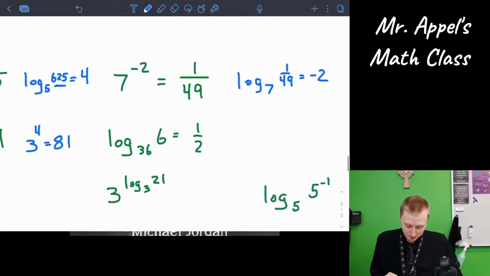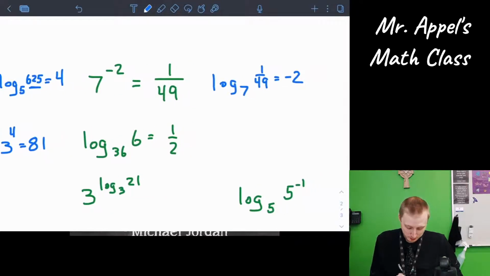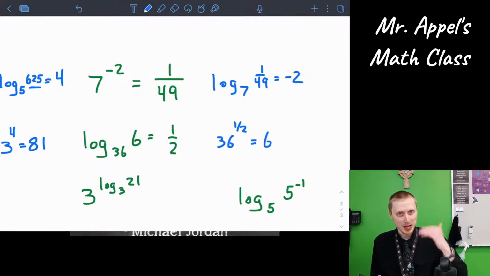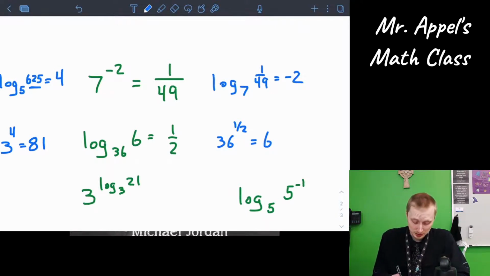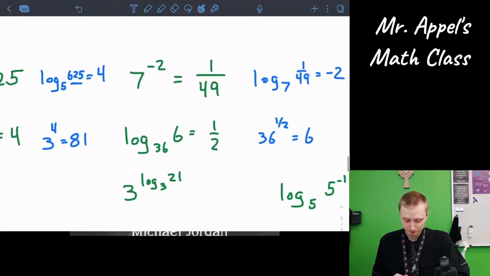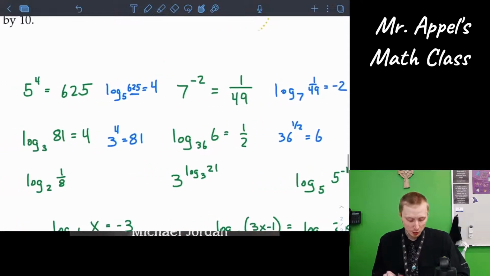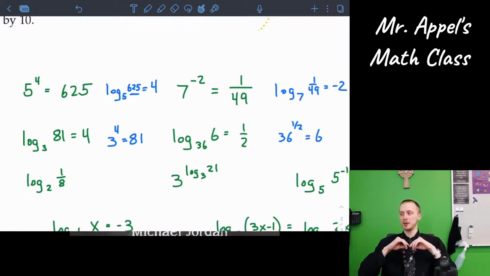Okay. Same thing here. Log base 36 of 6. So our base is 36. The log is equal to 1/2, so our exponent is 1/2. 36 to the 1/2 power. We know 1/2 power is the same as square root. The square root of 36 is 6. So we can freely go back and forth from one to the other, okay?